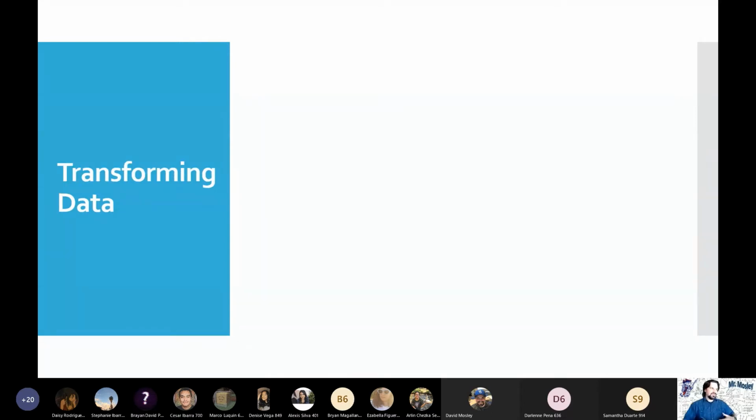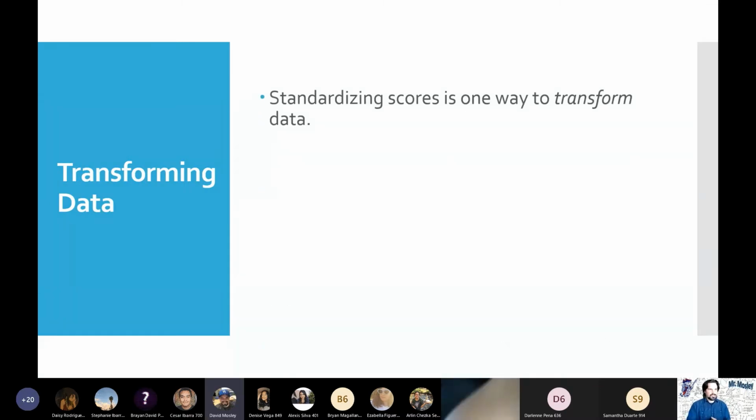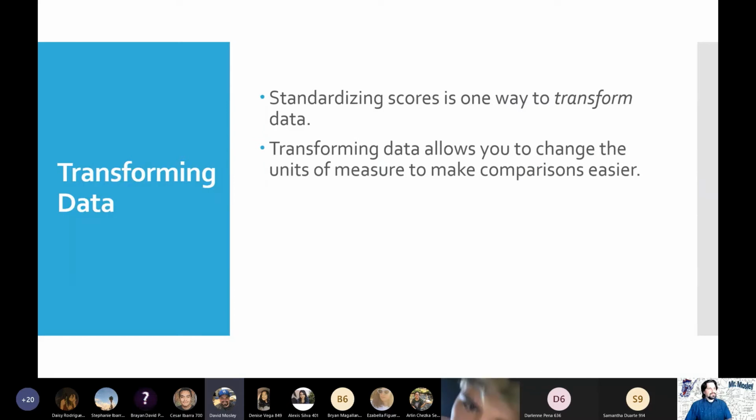So the next topic is transforming data. What we just did with standardizing scores, that's one way to transform data. We're taking something in one unit, in our example it was test scores, and converting it to the standardized score, which tells us how far away it is from the mean. Right? And that's a transformation of the original data to another unit, another way of measuring it. And transforming data allows you to change the units of measure to make comparisons easier.